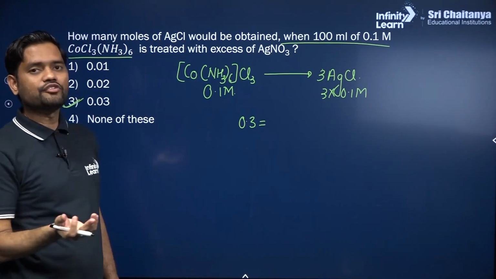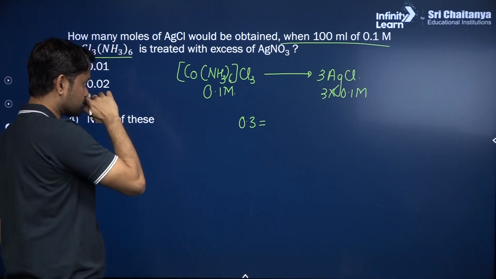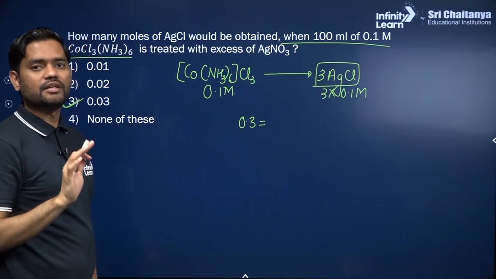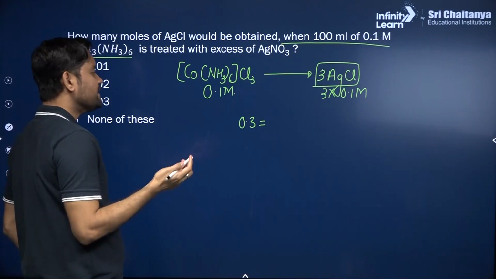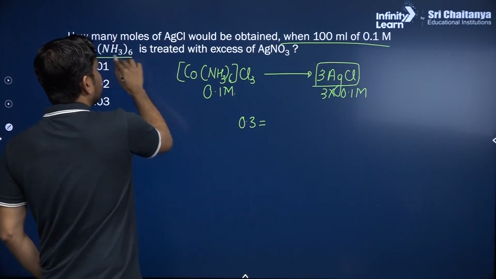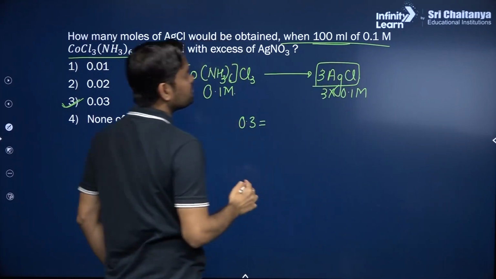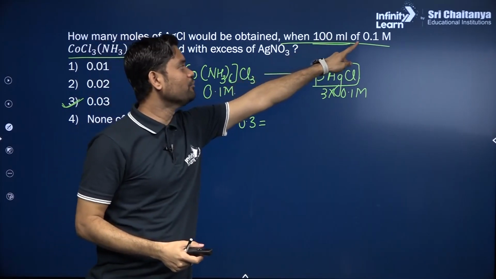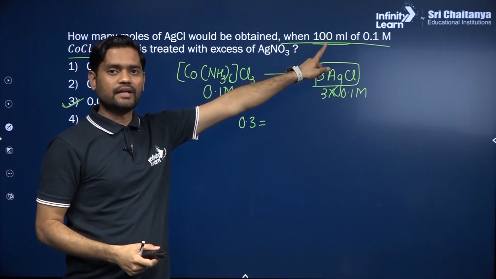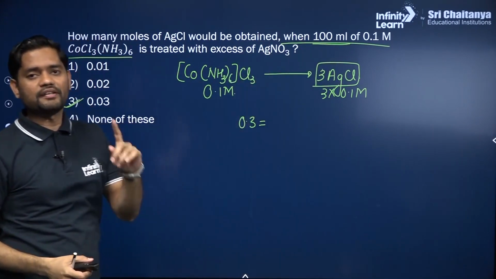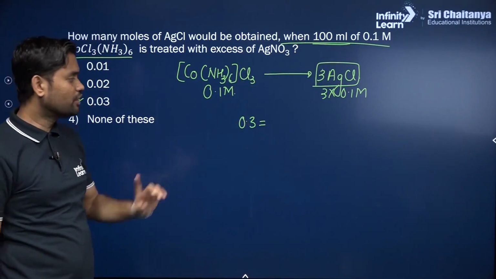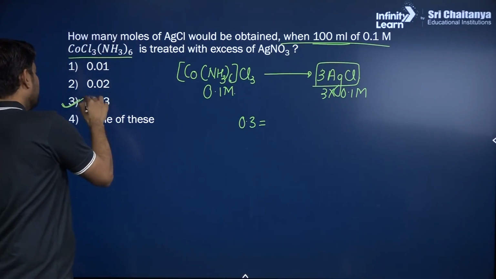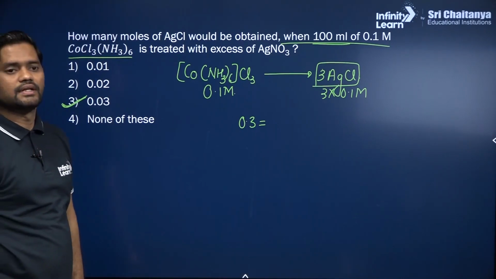Sure. Or another way to solve this particular question is, see, you are going to get 3 moles of AgCl. Secondly, this entire thing is present in 100 ml, with this molarity. So 0.1 mole is present in 100 ml, right? So in 1000 ml, how many moles will be present? 1, clear? By that also you can solve this question. So again I am telling, we will get option 3, clear?